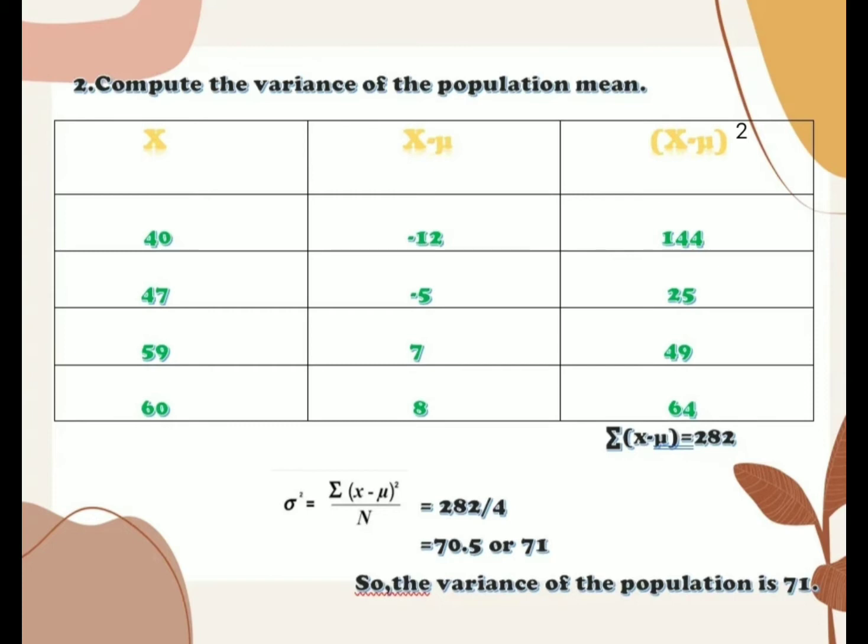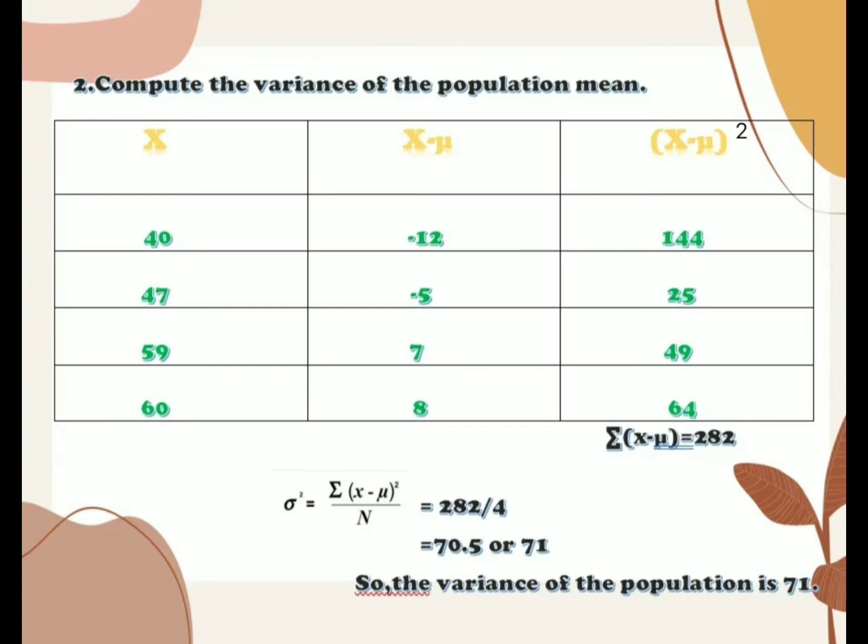First, the x here is 40. Then I subtracted it from 52, which is my population mean from step 1, to get the answer -12. Finally, I squared it to get the answer 144. The same solution was used in the remaining cases, and then I added all the terms in the third column to get the answer 282.